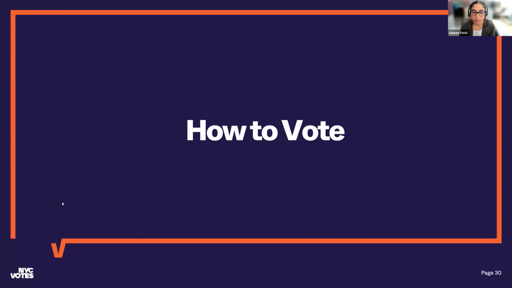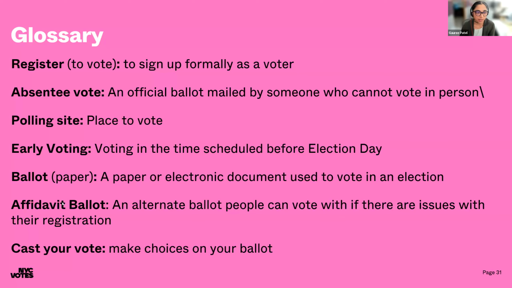Great. So we'll move on to how to vote, talking about some of the mechanics of voting. Some terms that you'll hear in this section, first is to register, which is to sign up formally as a voter. We are going to be talking about voting absentee, so an official ballot that is mailed to someone who cannot vote in person.